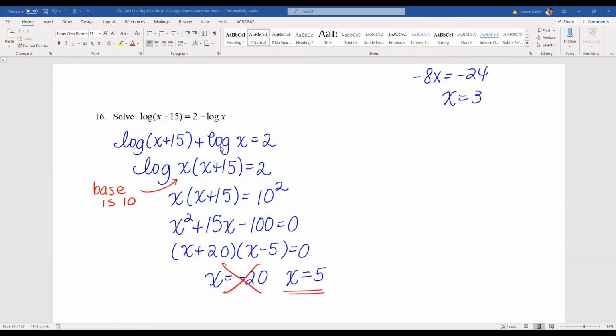Now we're going to use the multiplication rule. So we've got log of x times x plus 15. The order does not matter on this x and this x plus 15. Now, in this case, this whole thing, x times x plus 15, is your argument. It will come down. The log base 10 stays the base to the second power.